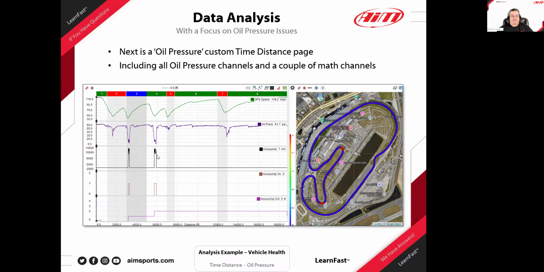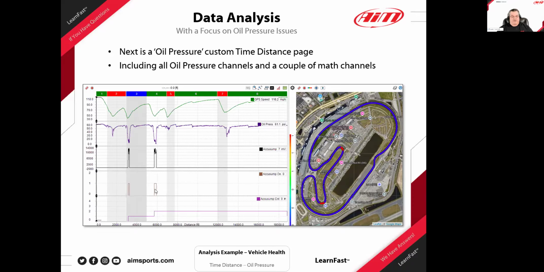2 of them get low enough to have an AccuSump hit. The AccuSump is set up so that it's at 0 millivolts when nothing is happening, and about 10,000 millivolts, or about 10 volts, when it releases, when it opens up that valve. So 2 times on this lap it had an AccuSump hit.